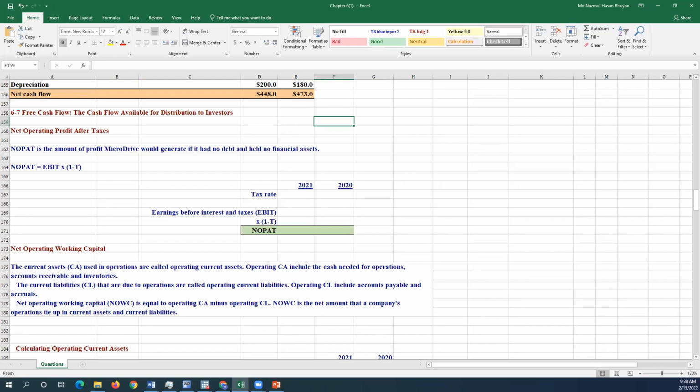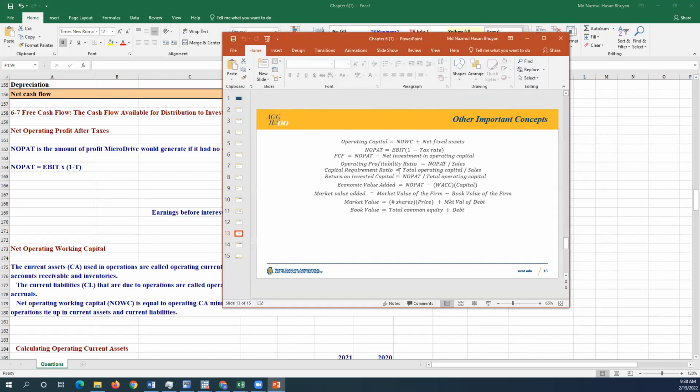Now let us discuss free cash flow to the firm. So free cash flow to the firm is the cash flows available to the firm after paying off all of its operating expenses and required investment expenses. So this is the cash flow the firm has available to distribute to its different securities holders and for some other investments.